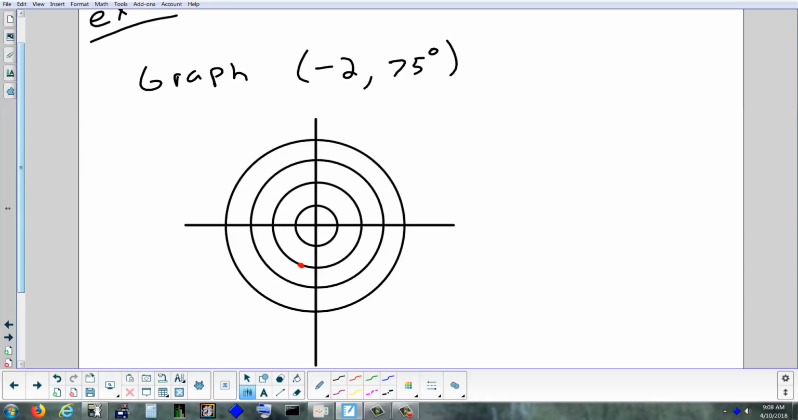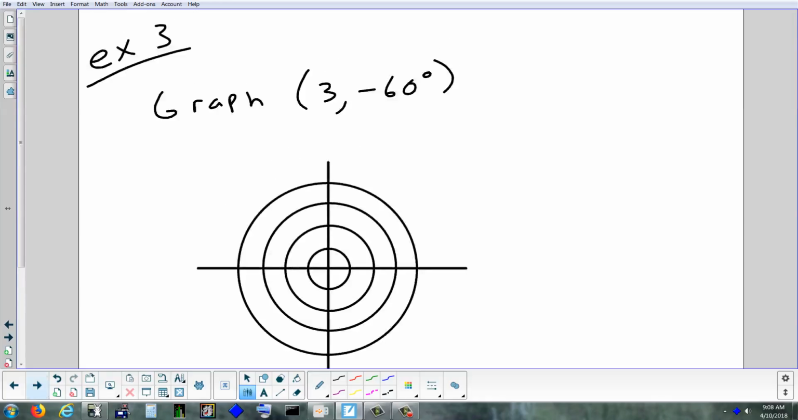Any questions on that one? Okay, so that's a negative radius, positive angle. Let's try a positive radius, negative angle. All right, so Megan, what would I do first? Yeah, we're going to move right 3. So we're going to start from there.